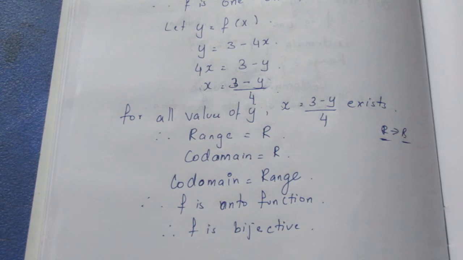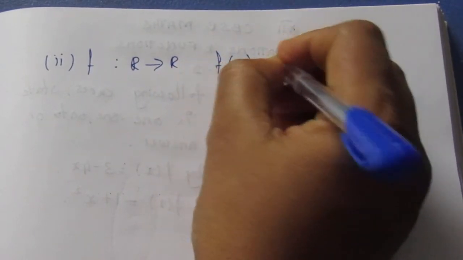Let's move on to the second subdivision. In the second subdivision, it is given as f is from R to R, f of x is equal to 1 plus x square.